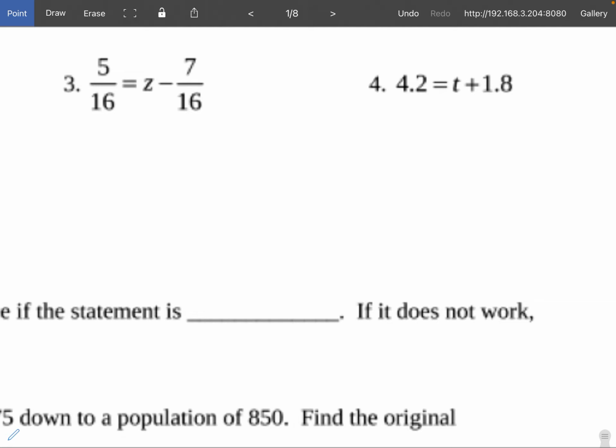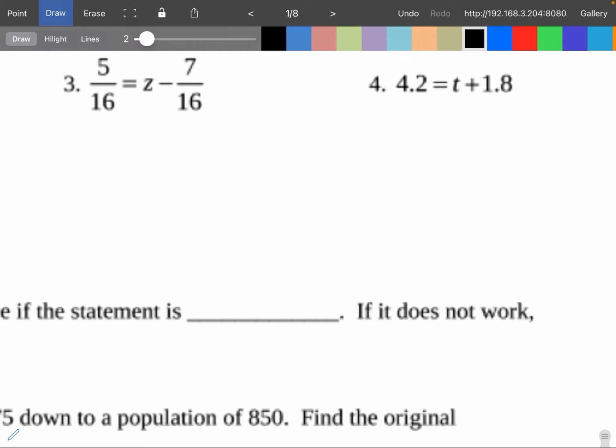So this time we want to get the z all by itself. So we've got to get rid of that minus 7/16 on the right-hand side. So what's the opposite of subtracting 7/16? Yeah, adding. So we're going to add 7/16 on both sides. Again, we're trying to get the z by itself. So we're going to add 7/16 on this side. And then we're going to add 7 over 16 on this side.